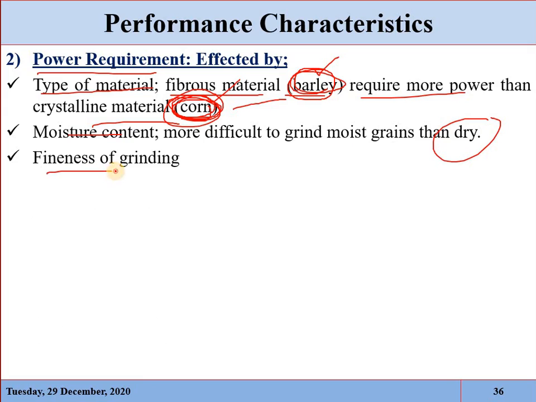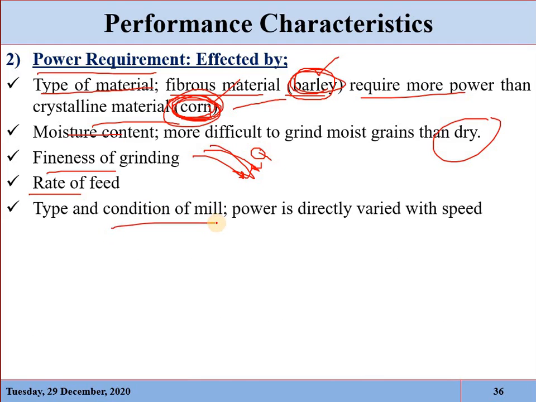Fineness of grinding: if you have to reduce the product to a finer condition, then more power will be required. And if you only have to roughly reduce the size of the product, then less power will be required. Rate of feed: the product that you are entering into the hammer mill, attrition mill or crusher. If the rate of feed is more, then again more power will be required. Type and condition: power varies directly with the speed.